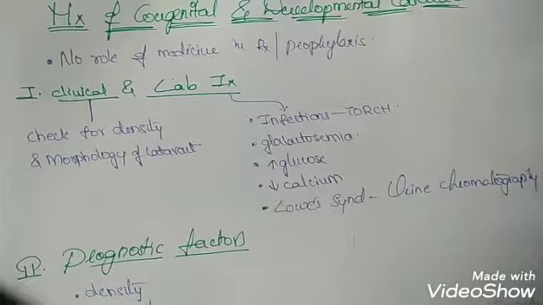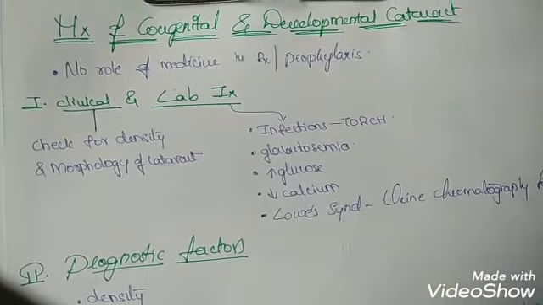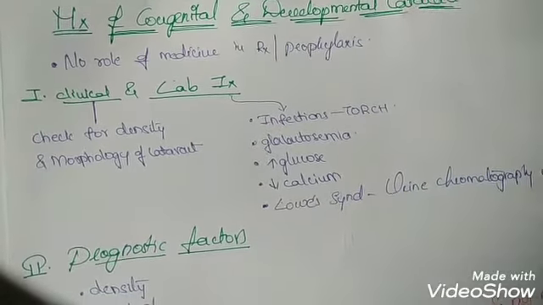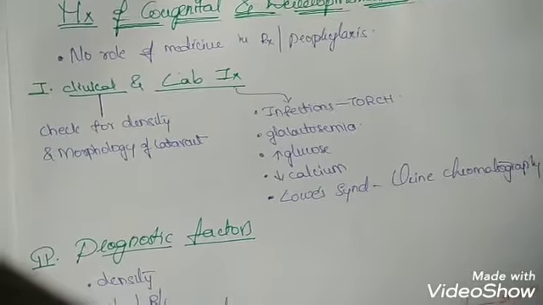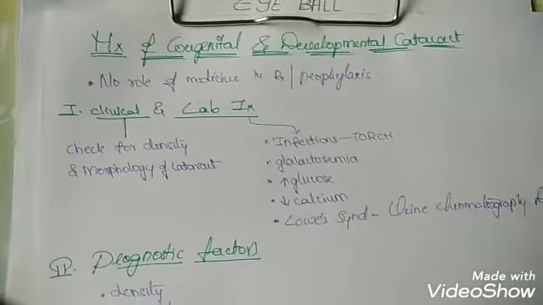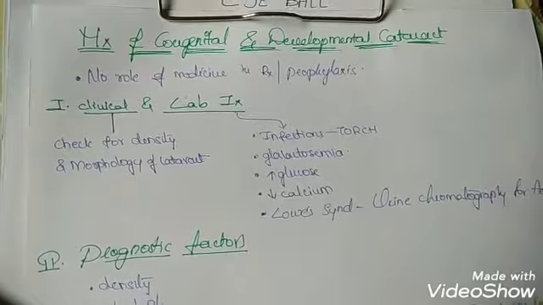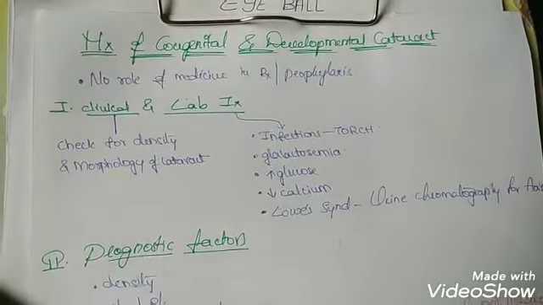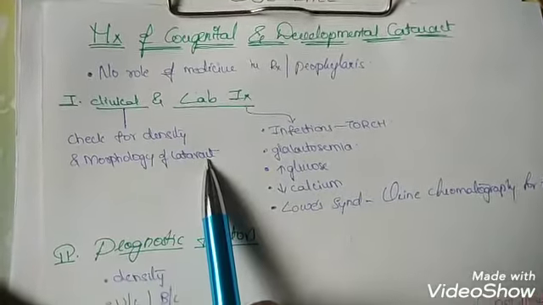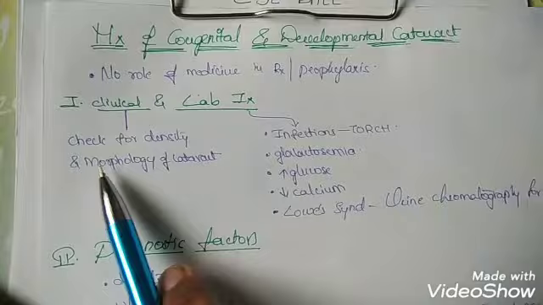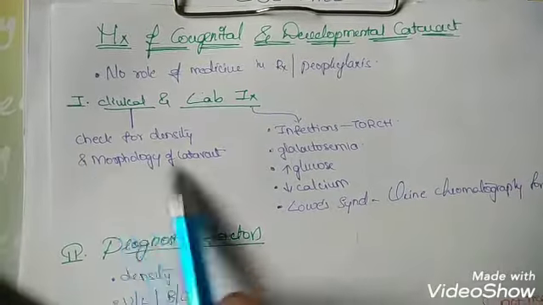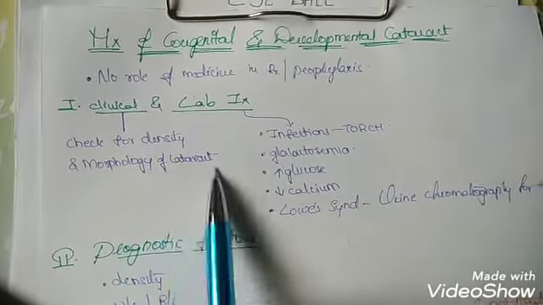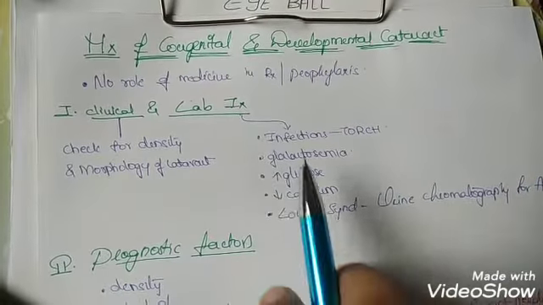So let's see what the investigations are. There are clinical and lab investigations that can be done in a child. As vision cannot be assessed, that is, any visual test cannot be accurately done in a child as it's not supportive, we check for density and morphology of the cataract through direct distant ophthalmoscope, where the morphology of the cataract may tell you the cause of the cataract.